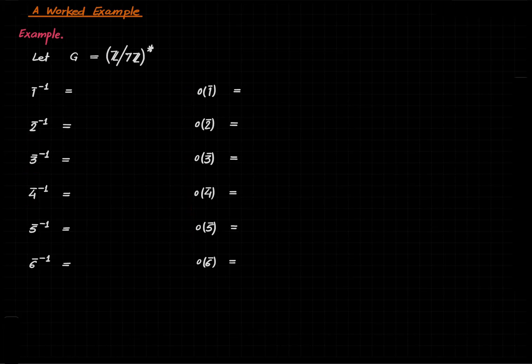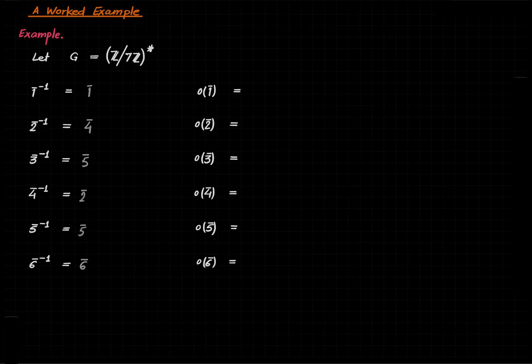So what is the inverse of 1? Well, 1 is the identity, so the inverse of 1 is 1. What about 2 bar? What is the inverse of 2 bar? It's 4 bar, because 4 times 2 is 8, which is 1 modulo 7. For 3, I think it should be 5, because 3 times 5 is 15. Right, and now everything else we can symmetrically fill out. 6 is its own inverse.